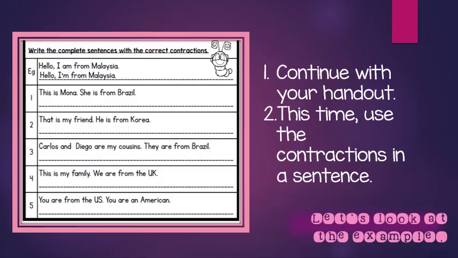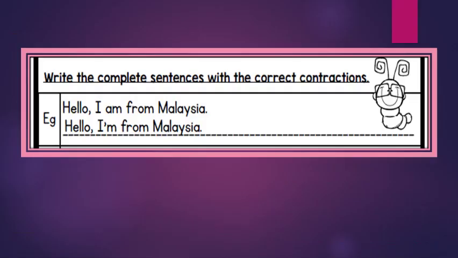Let's continue with your handout. This time you are going to use the contractions in a sentence. Before you start, we are going to look at an example. Okay? Let's look at the example given.